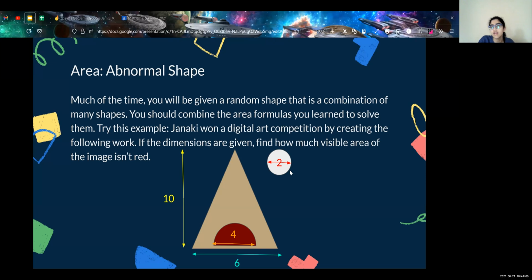So I see one answer in the chat. The question is asking for how much of the visible area is not red. The visible area is just the brown part plus the red part plus the white part. So find how much of that is not red.